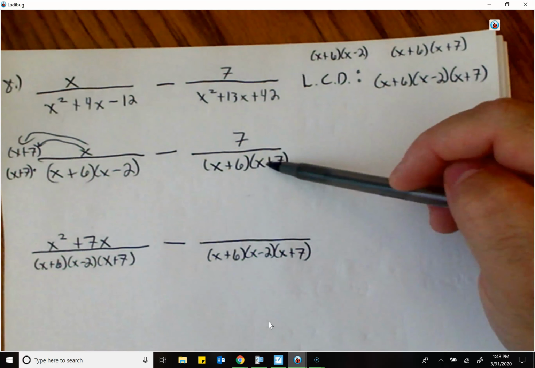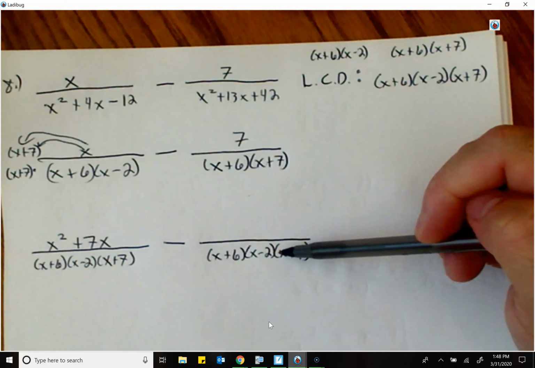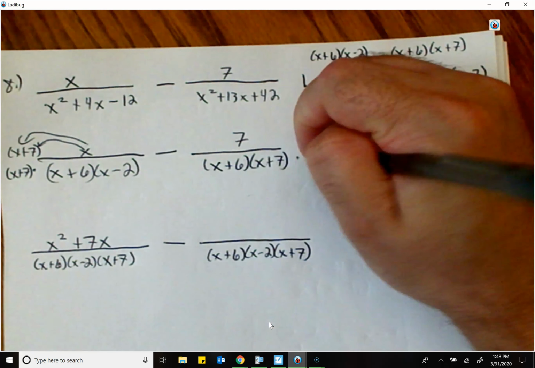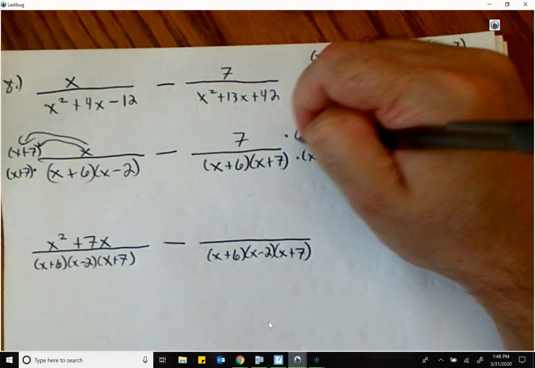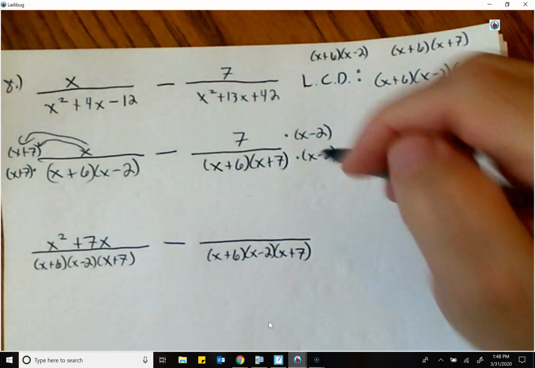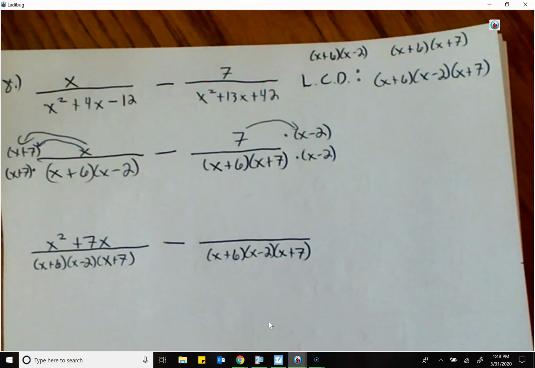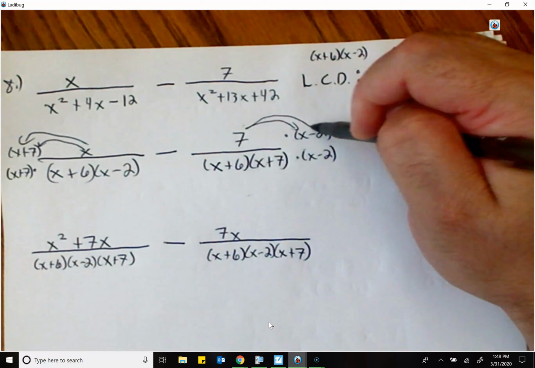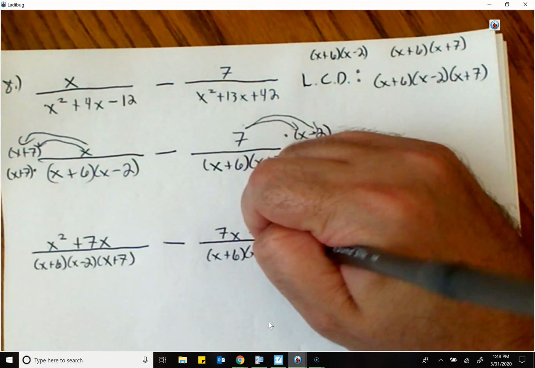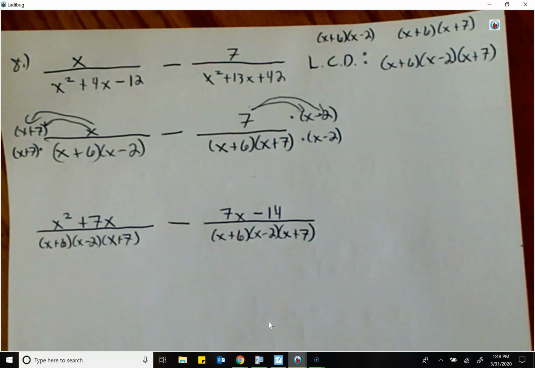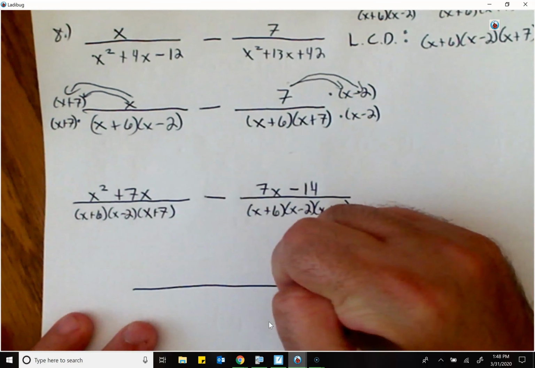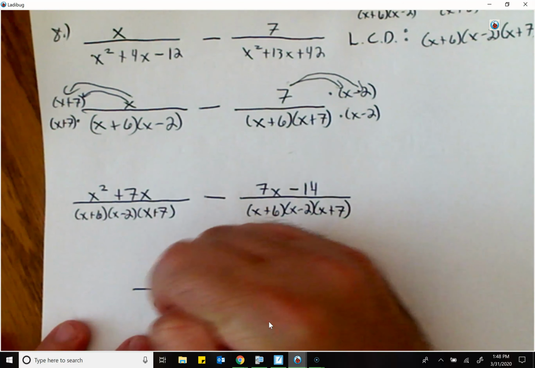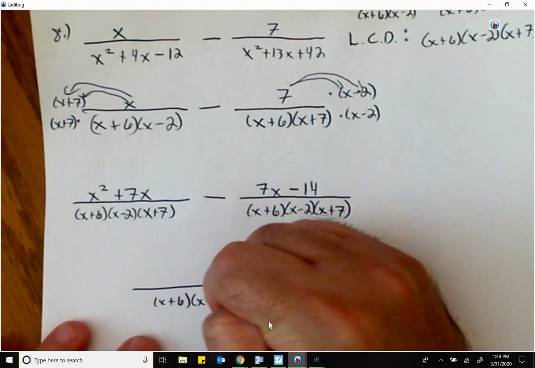So here's what I've got. Here's what I need. What's missing? This is missing the x minus 2. So if I multiply the denominator by x minus 2, I have to multiply the numerator by x minus 2. And again, distribute. 7 times x is 7x. And 7 times a negative 2 is negative 14. And now we're right back to what we just did, like on problem number 7. I've got my common denominator, x plus 6, x minus 2, x plus 7.